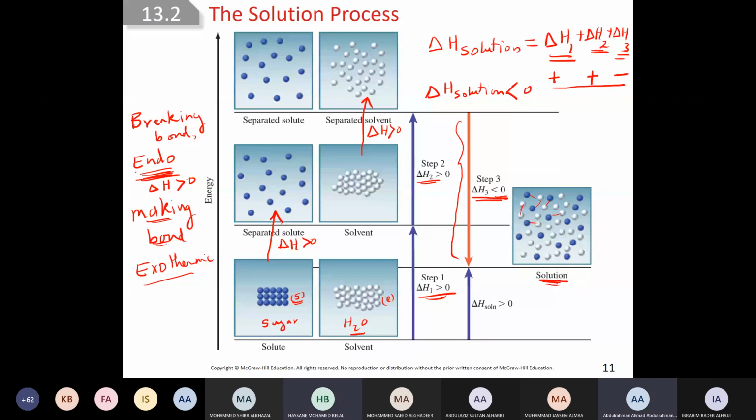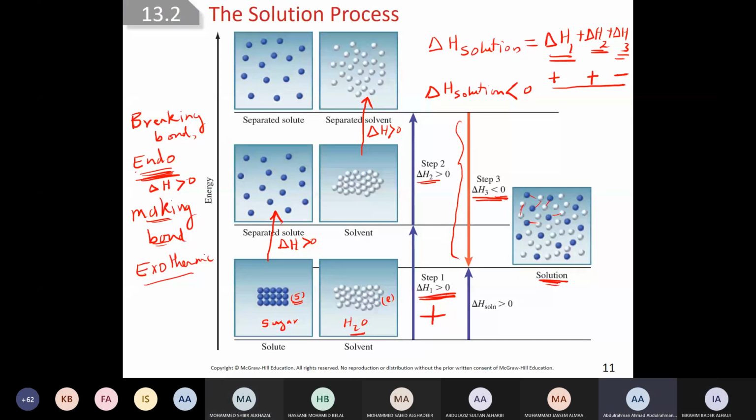You're not following. What's wrong? يا شباب لحظة شوية. We call this one delta H1. Are you following? Hello? Yes. And delta H1 is always what? Positive or negative? Positive, because always positive.